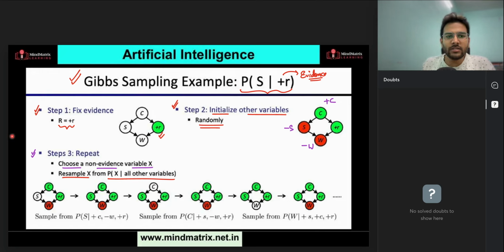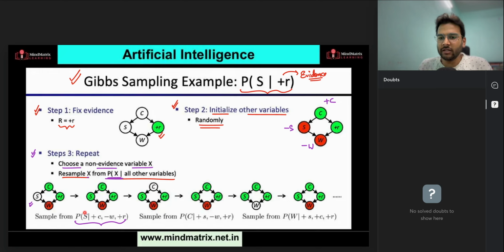Now carefully see this. Let's say you have picked S as a non-evidence variable for the first time. So you are going to resample this X, the probability of S given plus C, minus W, plus R. This is what you are going to sample from. Is this clear so far?